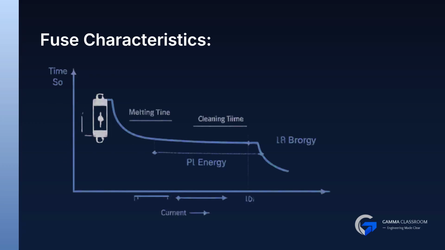This curve shows how a fuse behaves as current increases. Melting time is when the fuse element first breaks. Clearing time is when the arc is extinguished, and the I2T region represents the energy let through before the fuse fully opens.